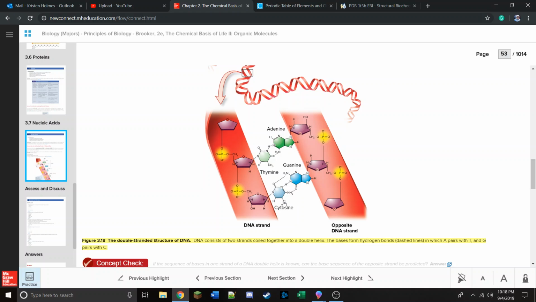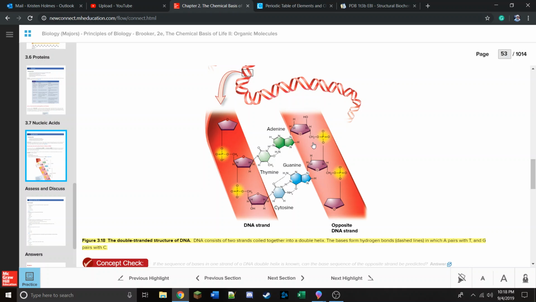Purine, pyrimidine. Nucleotide strands, DNA. Sweet. So that is DNA.